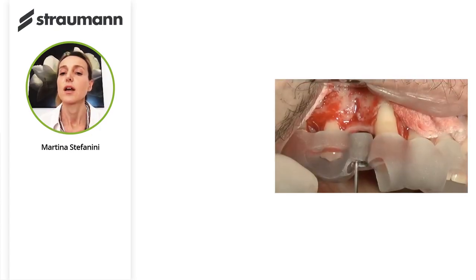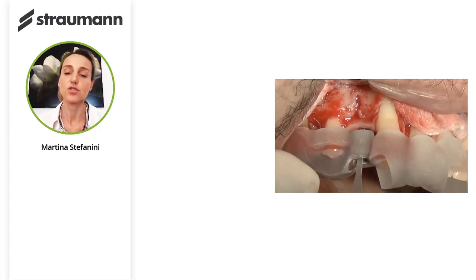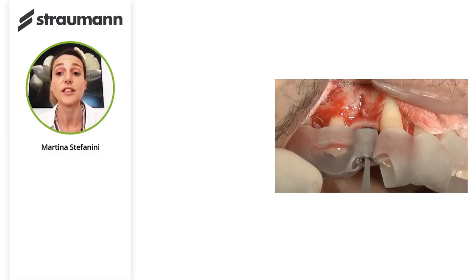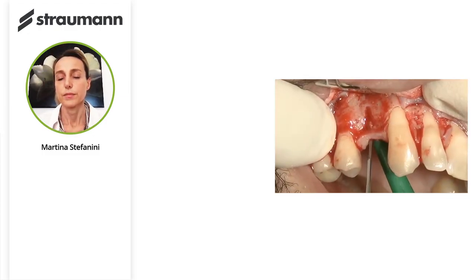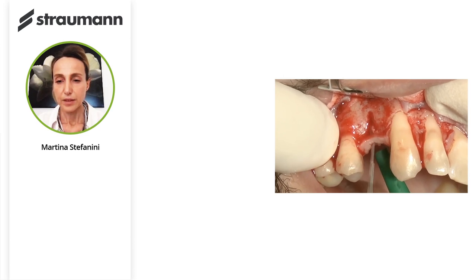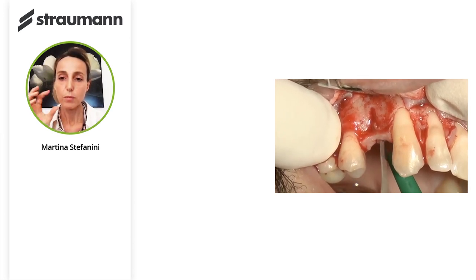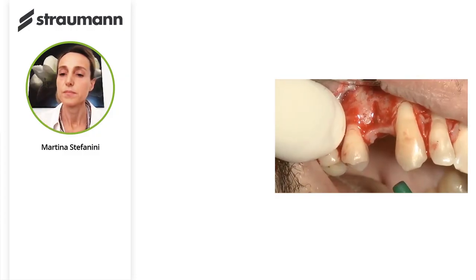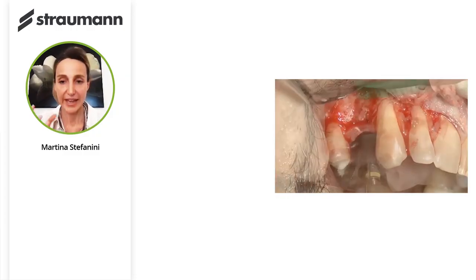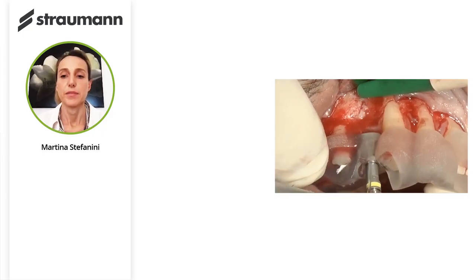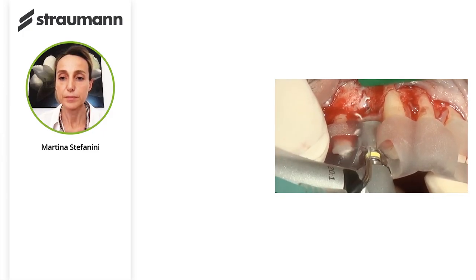And with this kind of flap approach, we are also able to treat if present gingival recession affecting adjacent teeth. We place the guided template and we remove the soft tissues in the occlusal aspect to place the implant. And this is the guided implant procedure.